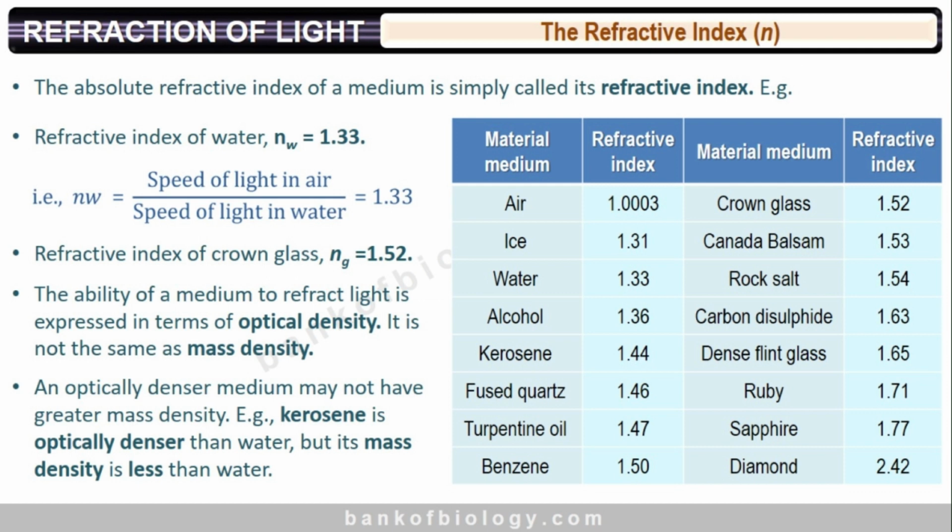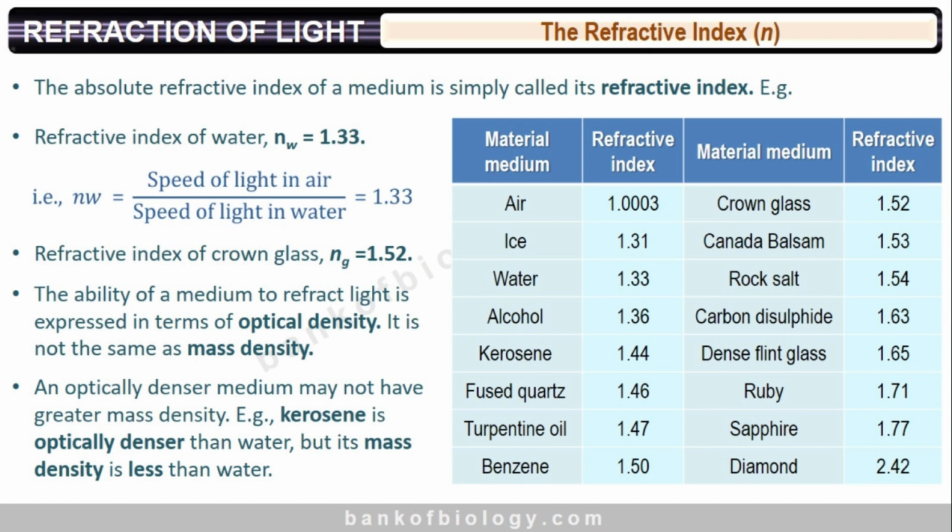The ability of a medium to refract light is expressed in terms of optical density. It is not the same as mass density. An optically denser medium may not have greater mass density. For example, kerosene is optically denser than water, but its mass density is less than water.